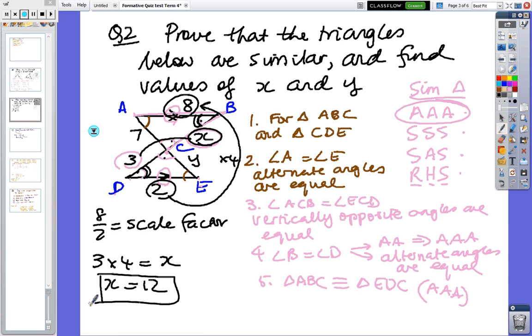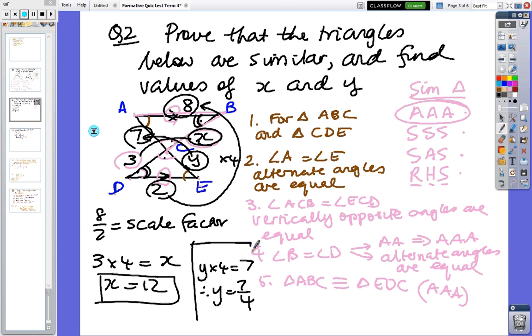And we have to do y as well. So 3 is multiplied by 4 to get x, so y is multiplied by 4. Sorry, I'm running out of space. Y is multiplied by 4 to get 7, so y equals 7 on 4.